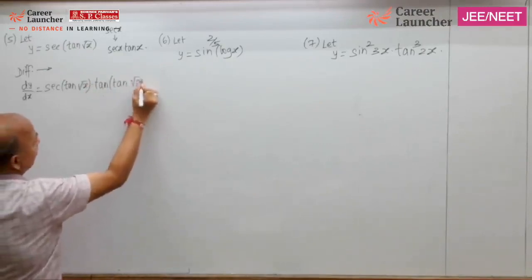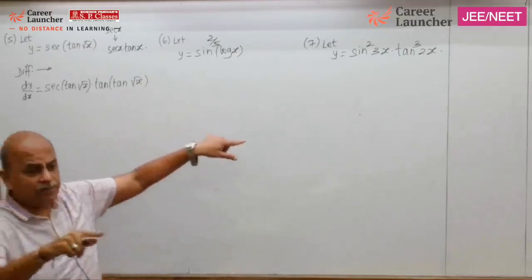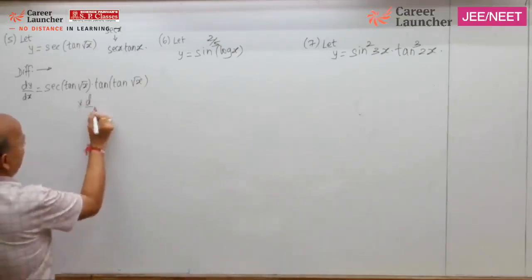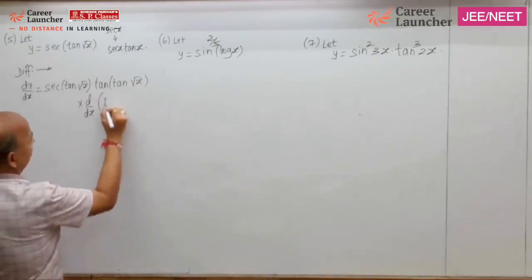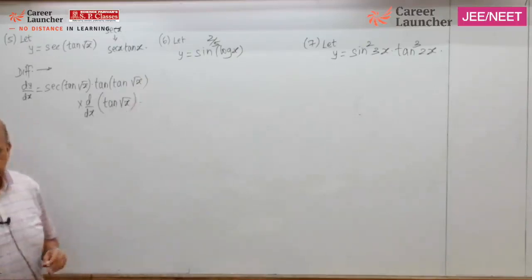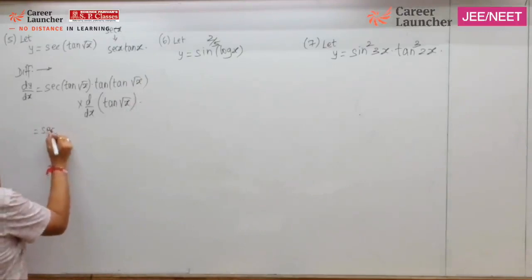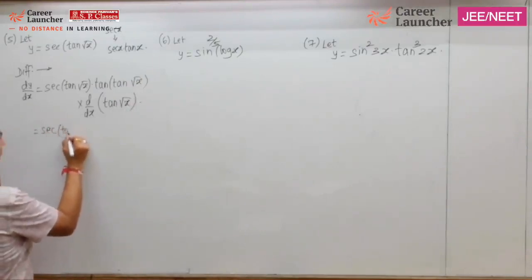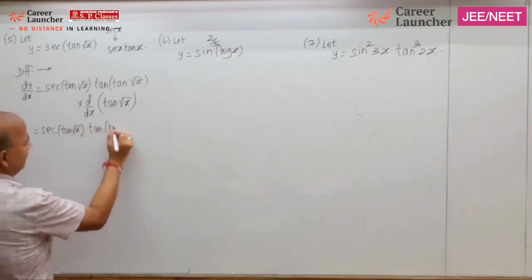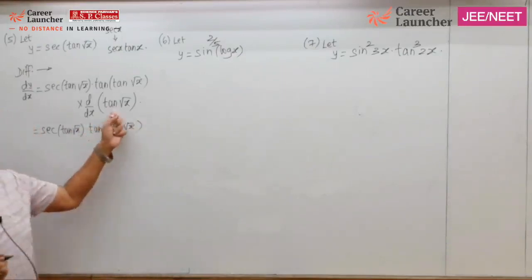Yes or no? Sec x into tan x. X will be replaced by the composite part. Get it or not? Further multiply by the derivative of the composite part. But the derivative of what? Tan of root x. Getting it or not? Let's proceed. Sec of tan of root x into tan of root x as it is, into.